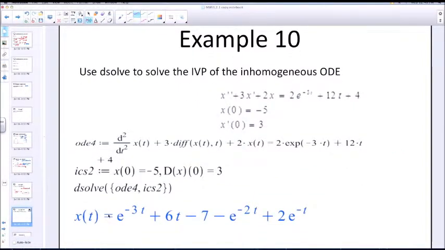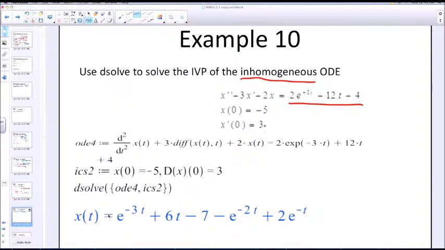Well, the last one, a pretty complicated one. All the previous examples I showed you are homogeneous. This one, when I add the external force, is an inhomogeneous equation. Well, Maple can do it the same way.